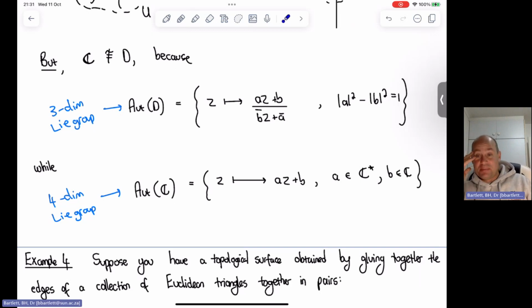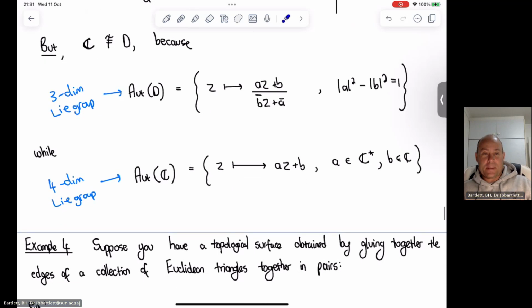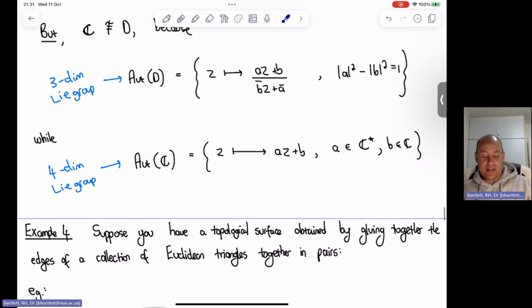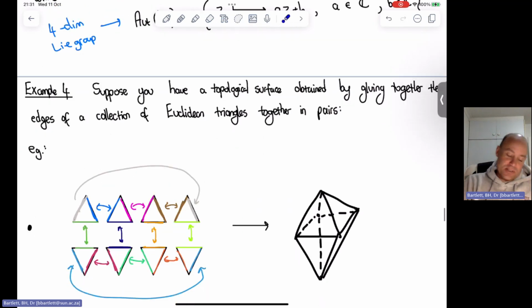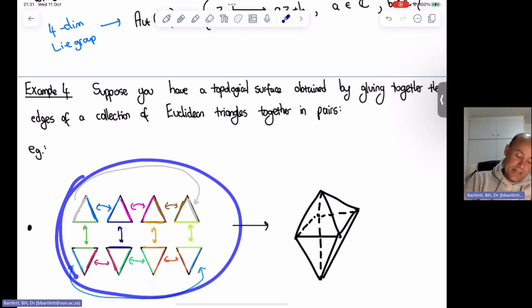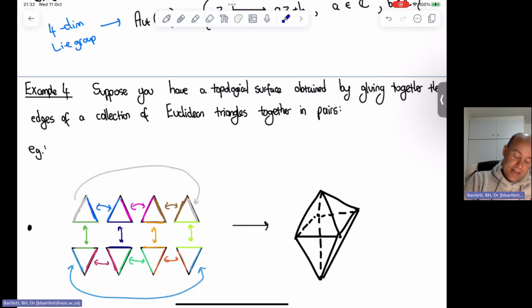Okay, here's my favorite example of a Riemann surface. So suppose you have a topological surface that you obtain by gluing together the edges of a collection of Euclidean triangles together in pairs. In other words, a triangulation of a surface. So you start with a bunch of Euclidean triangles, so you can think of them as sitting on your table. And then I identify edges pairwise.